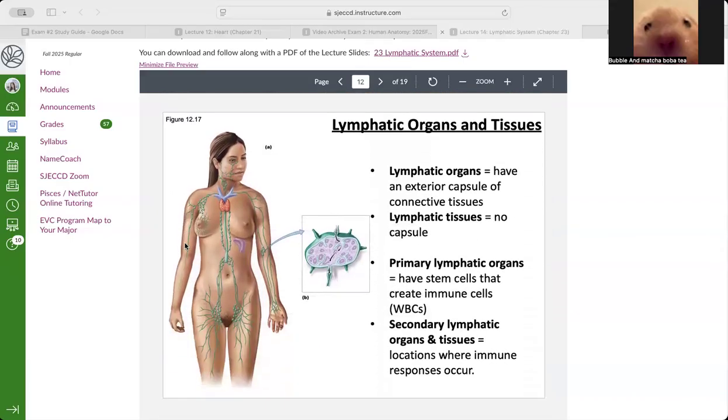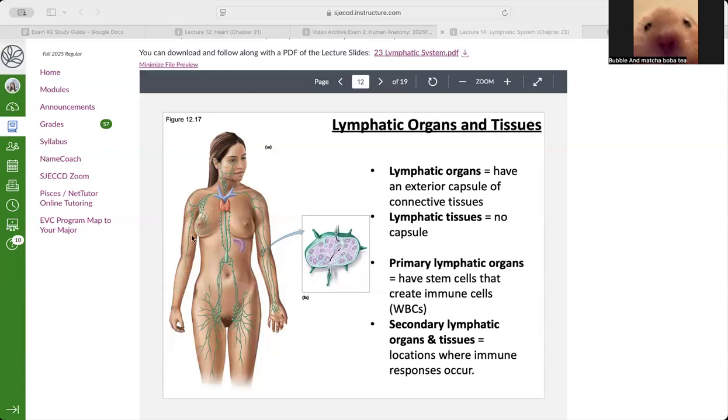So lymphatic organs have an exterior capsule of connective tissue. They are the thymus, the spleen, and the lymph nodes. Lymphatic tissues have no capsules, like tonsils. They are not true organs because they don't have connective tissue separating them from the tissues around them. Primary lymphatic organs have stem cells that create immune cells, like the bone marrow and the thymus gland. Secondary lymphatic organs and tissues don't create new cells. They attack pathogens, and they include lymph nodes, spleen, lymphatic nodules, and tonsils.